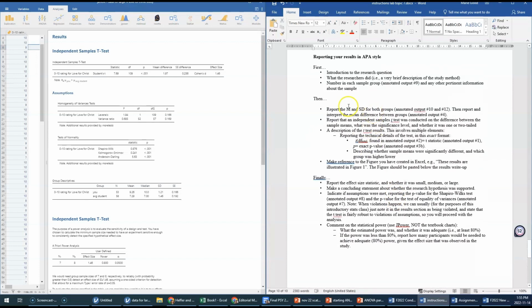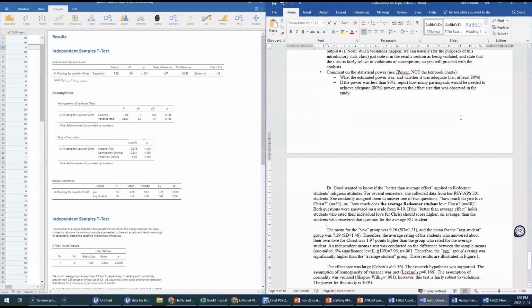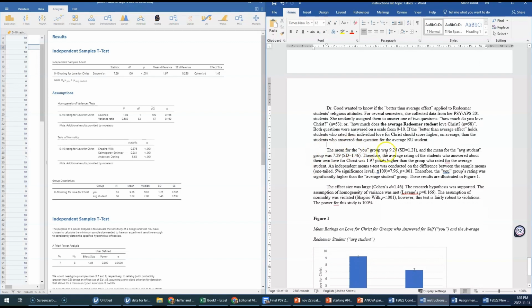Now we get into reporting some of the details. So you're reporting the mean and the standard deviations for both groups. And you're also reporting and interpreting the mean difference between the groups. All right, how do I do that? I say that the mean for the U group was 9.26, report the standard deviation, and the mean for the average student group was 7.29, and the standard deviation. And here's where I'm interpreting the difference. I say, therefore, the average rating of the students who answered about their own love was 1.97 points higher than the group who rated for the average students.